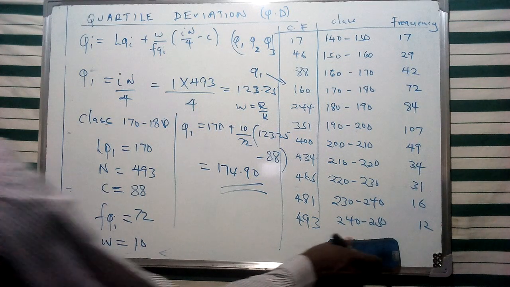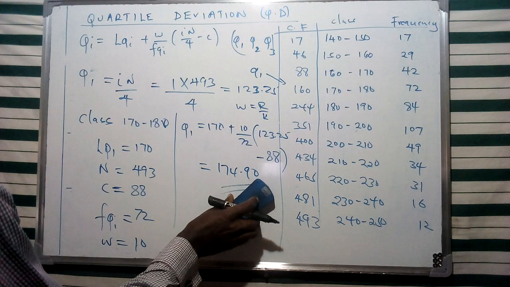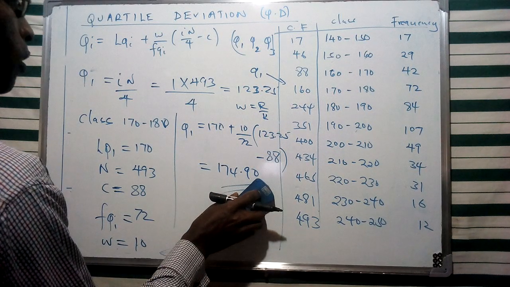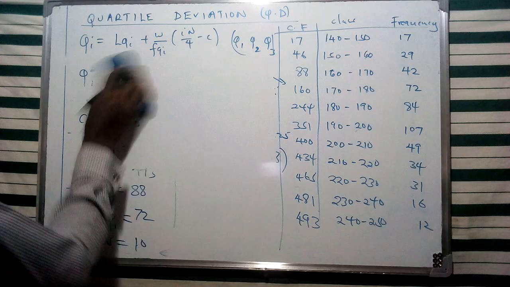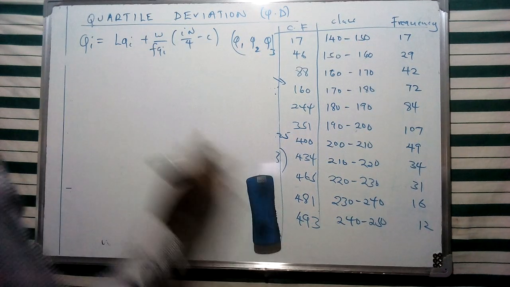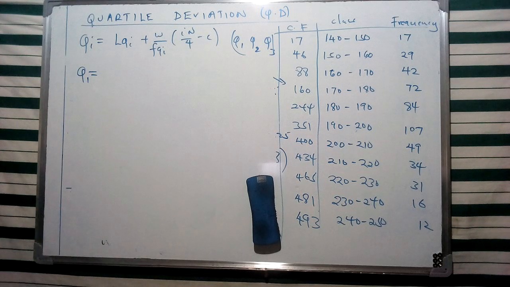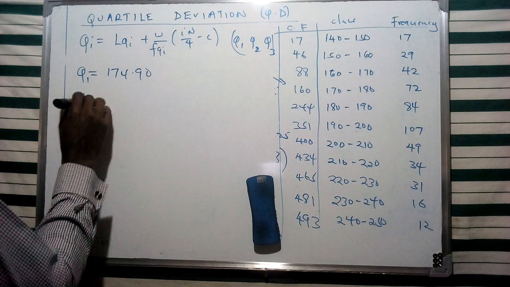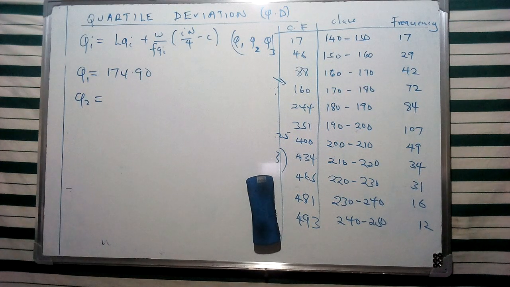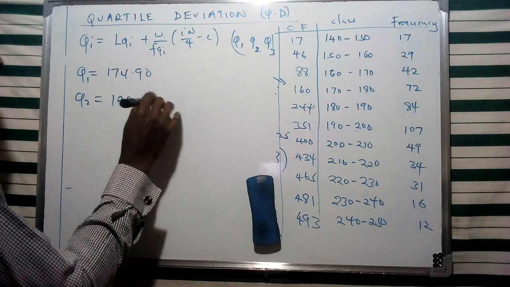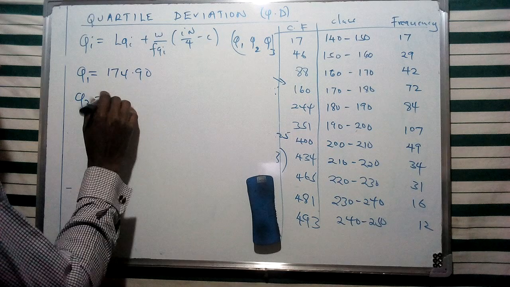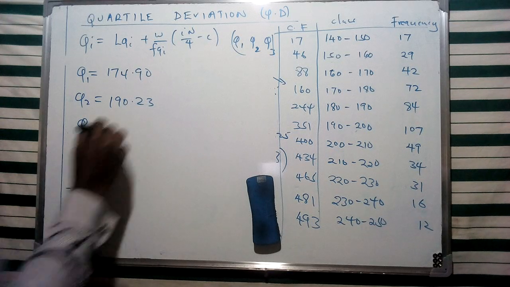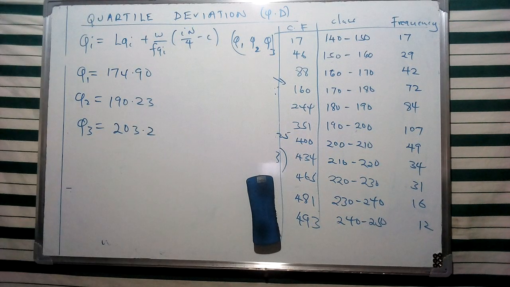And therefore I'm just going to list the figures for the first, second, and third quartiles, which will help us evaluate the quartile deviation. I hope we have understood from this recap how we can find the various types of quartiles. So my first quartile from my evaluation is 174.90. My second quartile, from that evaluation, I got 190.23. So be clear, 190.23. And my third quartile is 203.83.